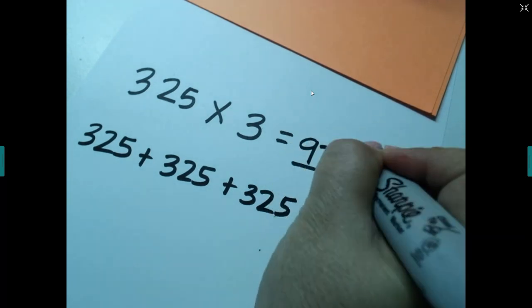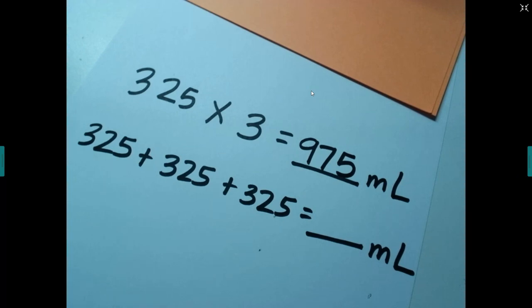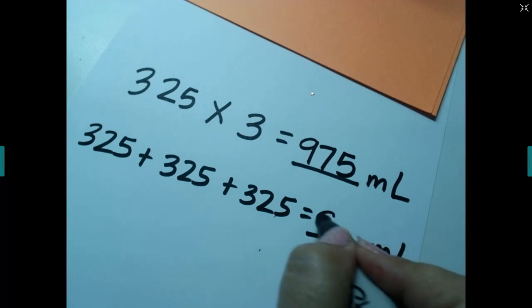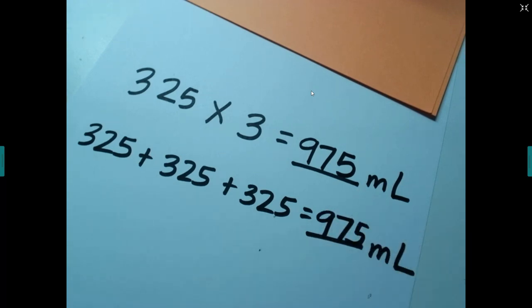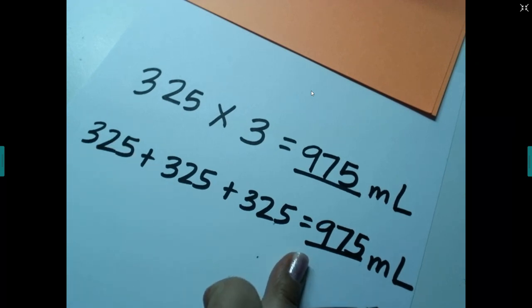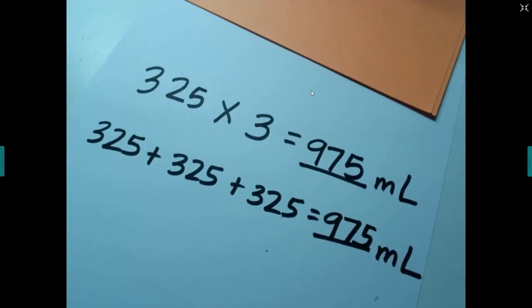Total then had 975 milliliters, right? And we can add that up 3 times and we'll get the same amount. So remember that sometimes you can use different operations to help you figure out how much volume that someone has, like in a word problem.